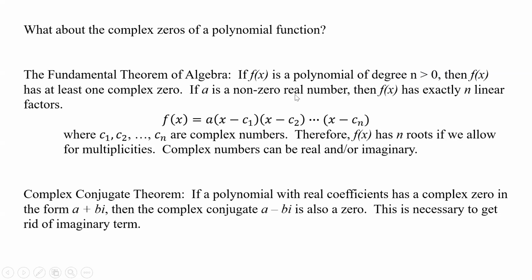And so if a is a non-zero real number, so if we put it into a factored form and we have our a here, a non-zero real number, then f of x has n linear factors. So basically you're going to have a factor here, dot, dot, dot, all the way to the factor c sub n, where c1, 2, all the way through n are complex numbers. And so whatever your degree is, f of x is going to have that many different roots. If n is 5, there's going to be 5 roots. And we also have to be sure to allow for multiplicity. So you might have one root of 3 and another root of 2, so that would be your n of 5.